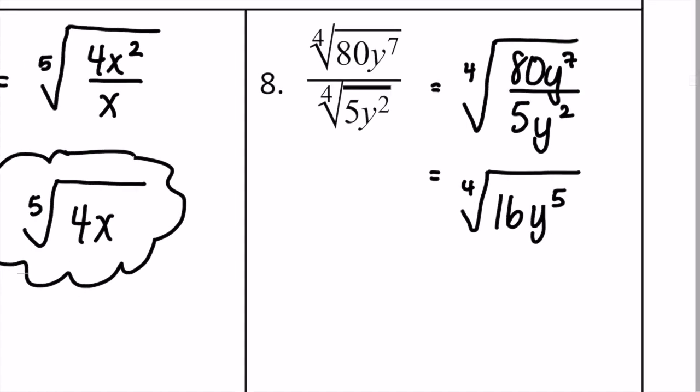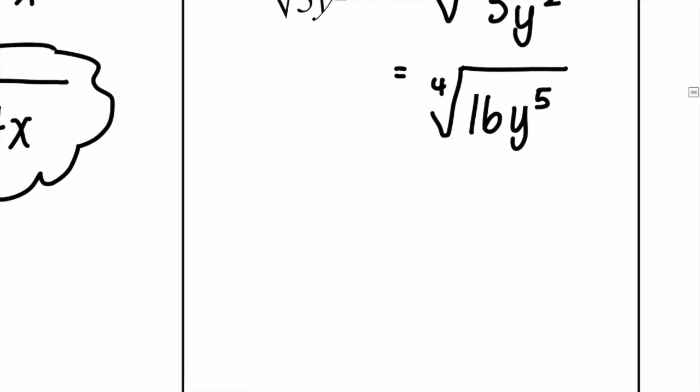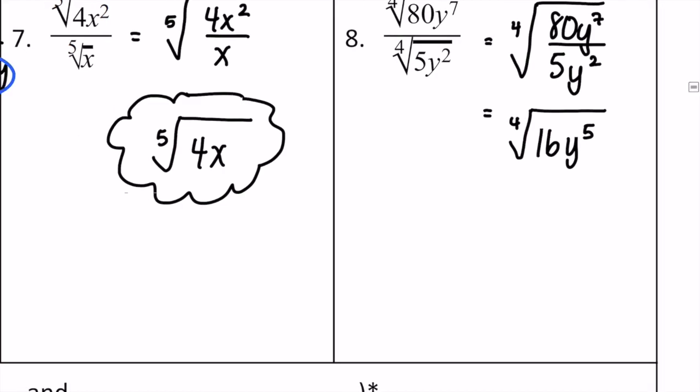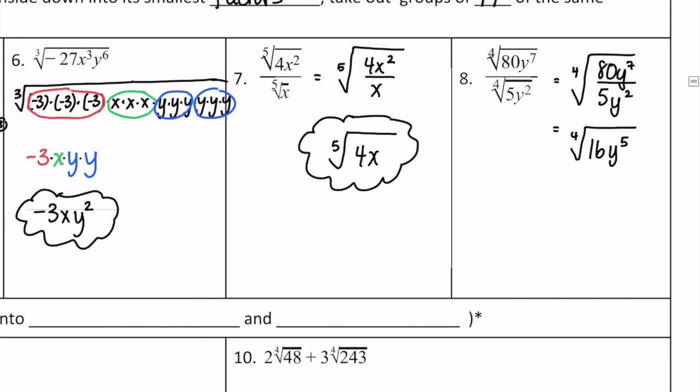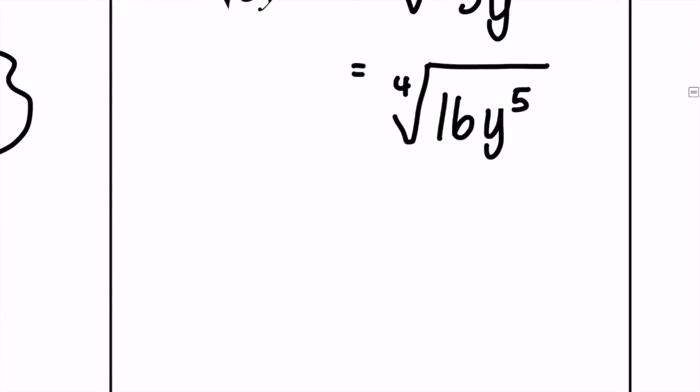And now what I want to do is break down what's inside of here to its smallest factors. There was nothing I could break down into that there were 5 factors being multiplied together. And there's only 1 x here, so there's not 5 x's for me to take out. So that's how I knew that was all I could do. But here I do have 4 y's, and I will have a group of 4 y's, and I can break down 16 into 4 factors.